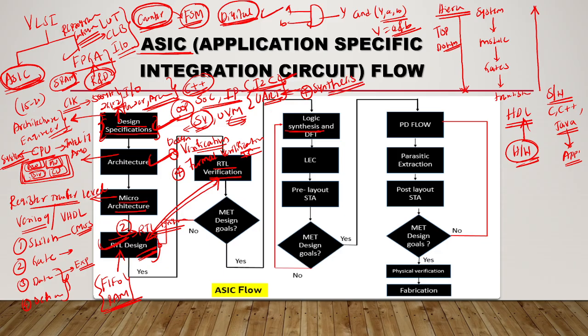Synthesis engineers work under constraints. What are the constraints? ATP: area, time, and power constraints. They will work under these constraints. After verification, you are getting an unoptimized design. Unoptimized design. Okay, after synthesis only you will get an optimized design. Optimized design.